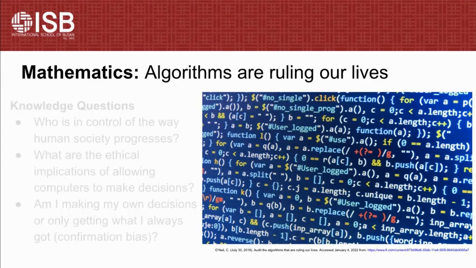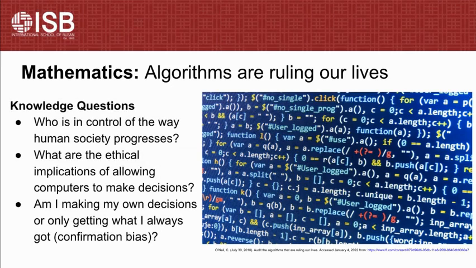This leads us to ask further knowledge questions. Who is in control of the way human society progresses? What are the ethical implications of allowing computers to make decisions? Am I making my own decisions or only getting what I've always got, which is confirmation bias?